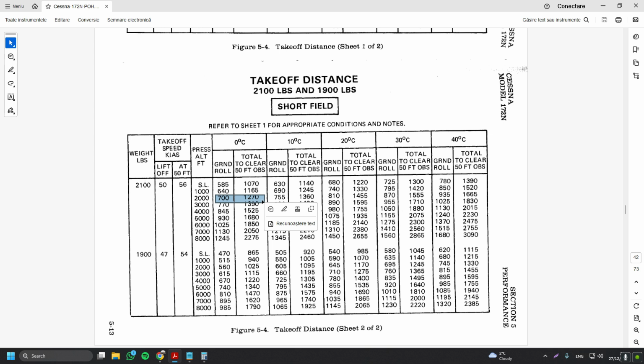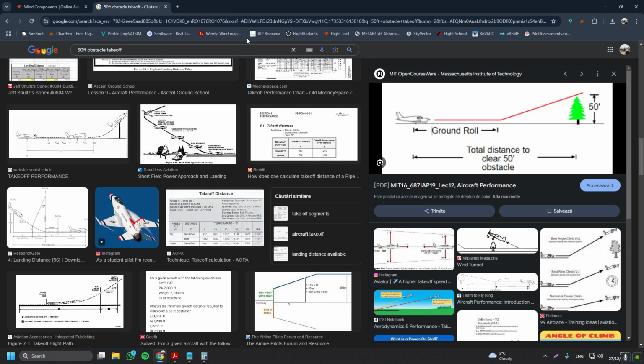We also see here the total takeoff distance to clear a 50 feet obstacle. What does it mean? Let's explain it real quick. This is the ground roll, which is basically the distance the airplane travels on the ground with the wheels on the ground. And this is the total distance to clear a 50 feet obstacle. So if you have an obstacle, maybe a tree, maybe a building at the end of the runway, which is 50 feet tall, you should use this one instead of the ground roll. It's safer, okay?